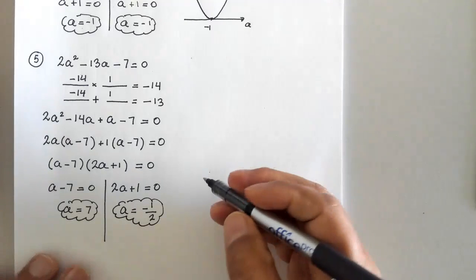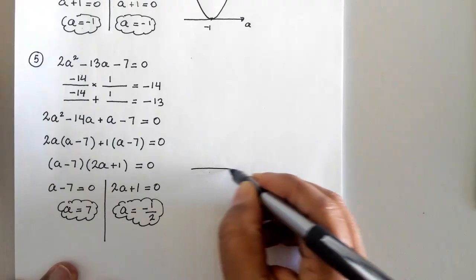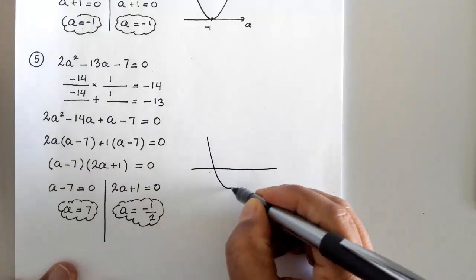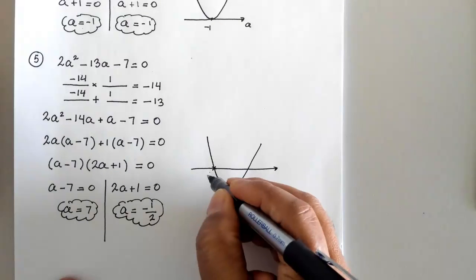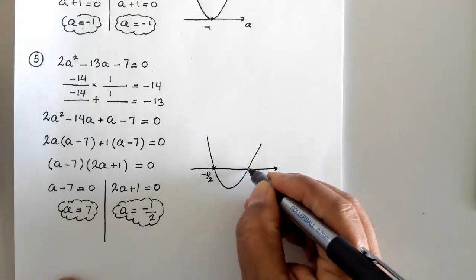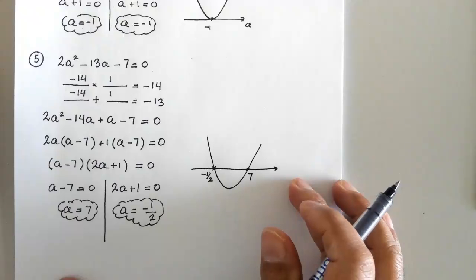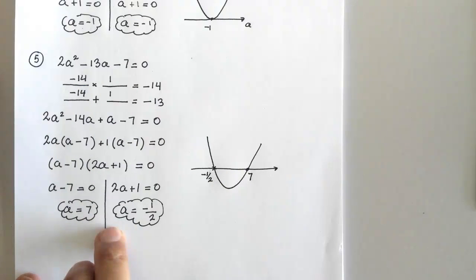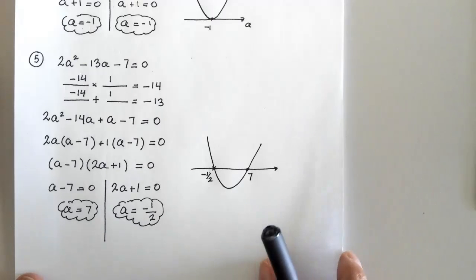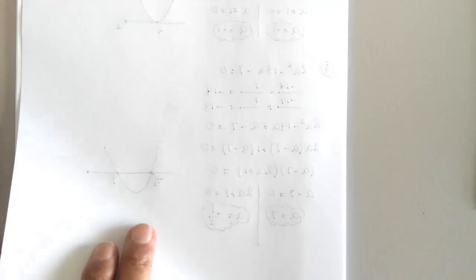Don't forget that this simply means that you are dealing with a parabola. You're dealing with a parabola that is crossing this axis at -1/2, but also at +7. Keep this in mind all the time. Finding the answer is good, but you need to know what you are actually doing. So let's do another non-monic, and then we're going to finish this video.